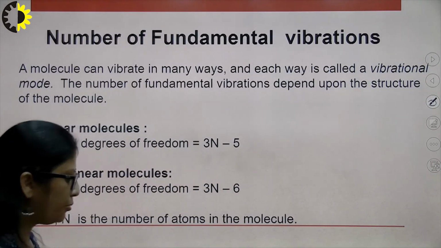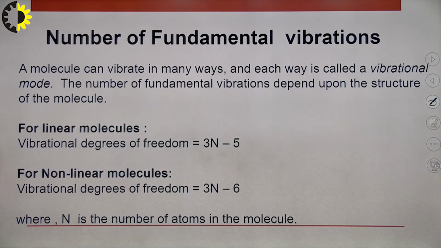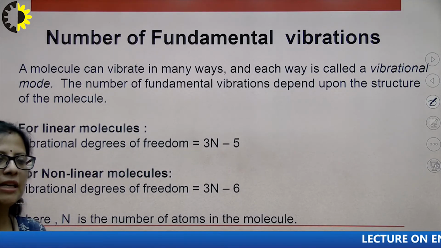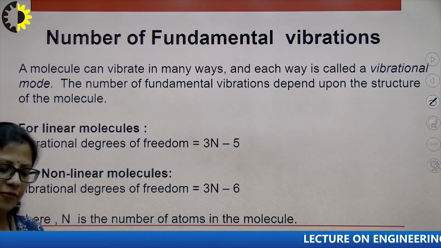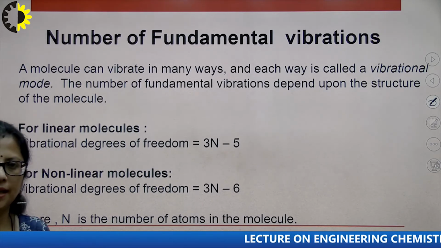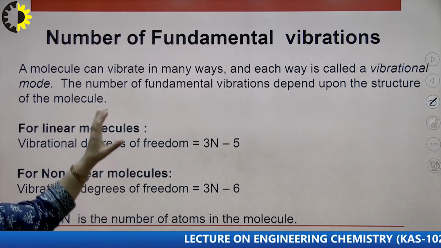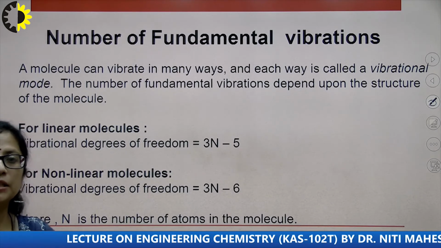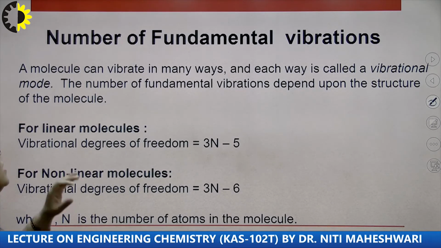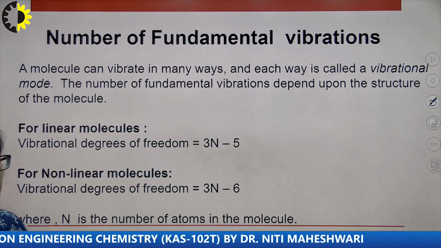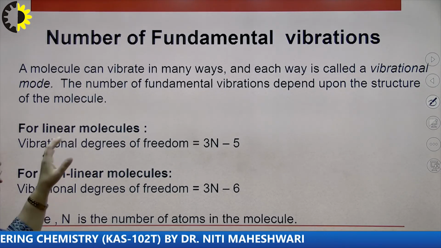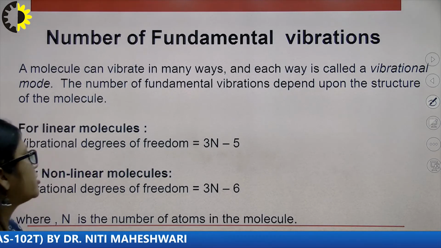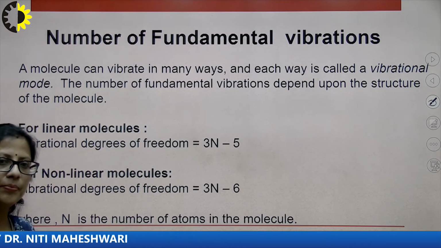Now, coming to the number of fundamental vibrations. When a transition takes place, E is equal to h nu, from the ground state to the first excited state, then such vibrations are called fundamental vibrations because they absorb light strongly. A molecule can vibrate in many ways, and each way is called a vibrational mode. And the number of fundamental vibrations depends upon the structure of the molecule.